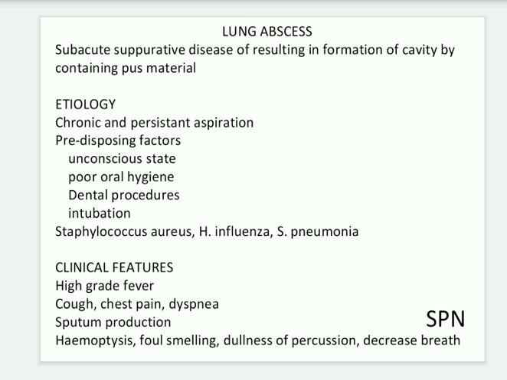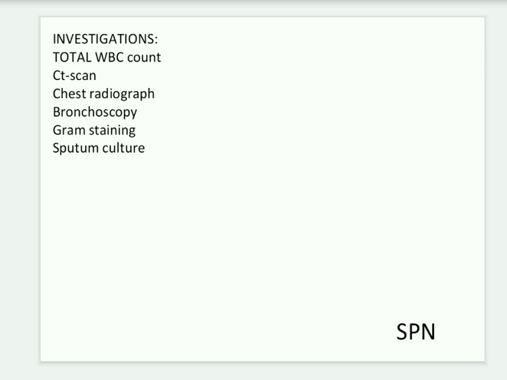Clinical features: high grade fever, cough, chest pain, dyspnea, sputum production, hemoptysis, foul smell, dullness to percussion, and decreased breath sounds. Investigations: total WBC count will be elevated with neutrophilic predominance, and chest radiography may show one or more thick-walled cavities in the lung, and CT scan to localize and differentiate the lesions, bronchoscopy, gram staining, and sputum culture.